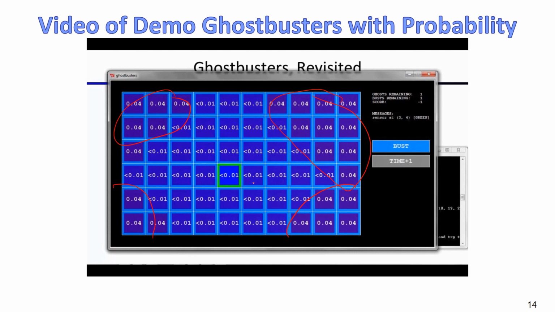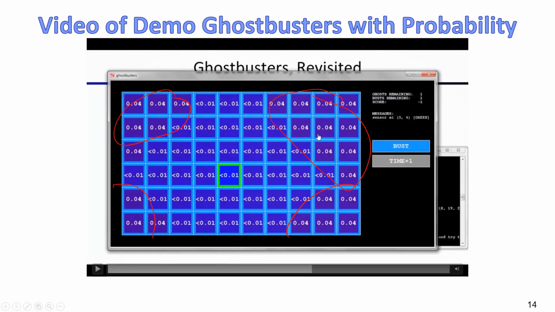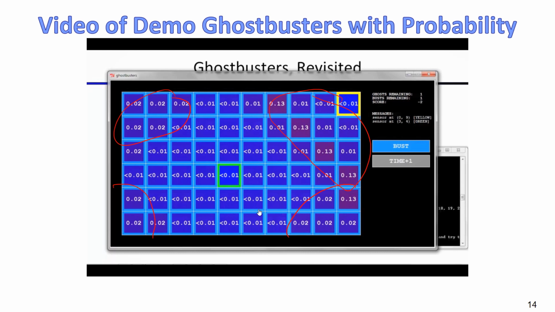Why is that? It was actually uniform before. When we started, everything was 0.02. After I see this green, it changes. After I see more, it changes even more. So now I know that it's not very close to this, so the probability will be higher here, and it will be less in the other parts, and so on. With more evidence, you will update your probabilities. I will leave that video to you.